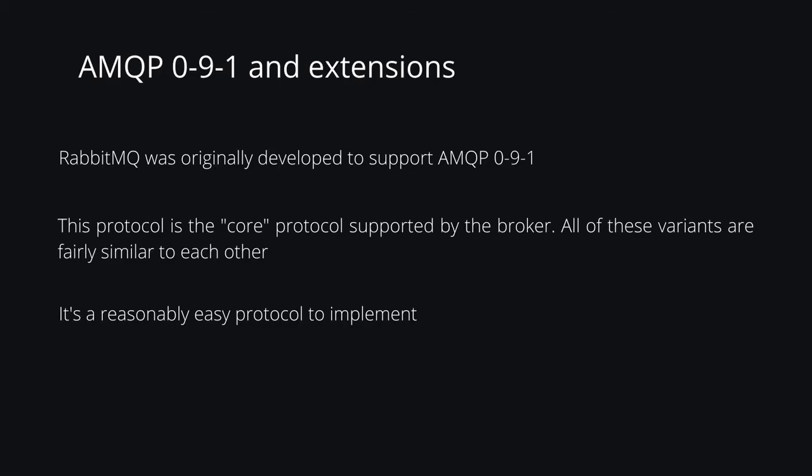AMQP 0-9-1. RabbitMQ was originally developed to support AMQP 0-9-1. This protocol is the core protocol supported by the broker. All of these variants are fairly similar to each other. AMQP, Advanced Message Queuing Protocol, 0-9-1 is a binary protocol, and defines quite strong messaging semantics. For clients it's a reasonably easy protocol to implement, and as such there are a large number of client libraries available for many different programming languages and environments.